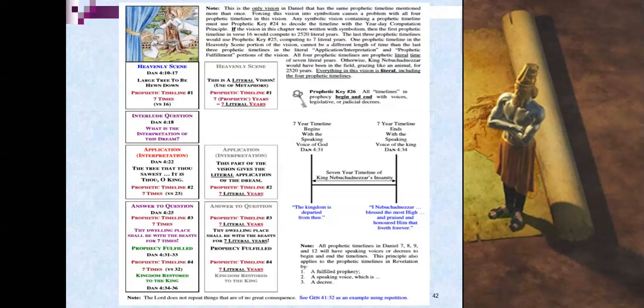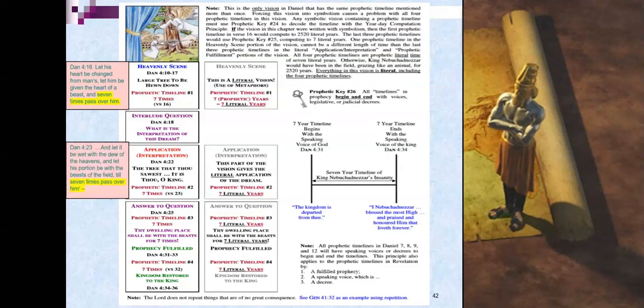So the timeline in the heavenly scene is mentioned in Daniel 4:16. Let his heart be changed from man's, let him be given the heart of a beast, and seven times pass over him. So it's mentioned once there in the heavenly scene.